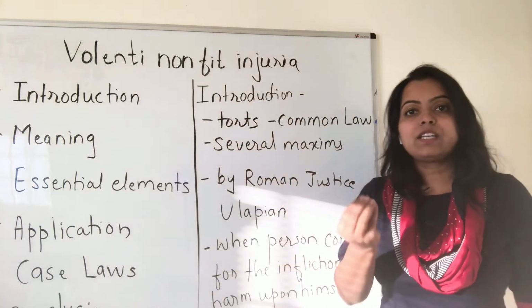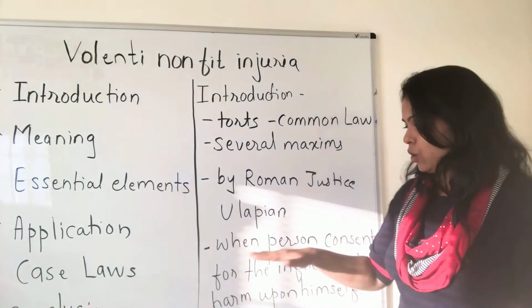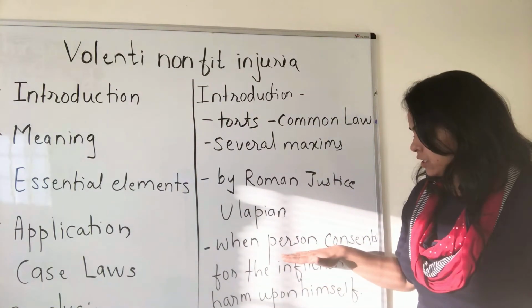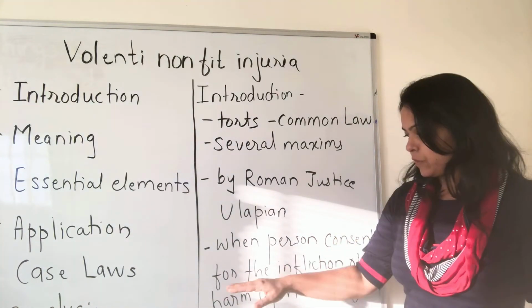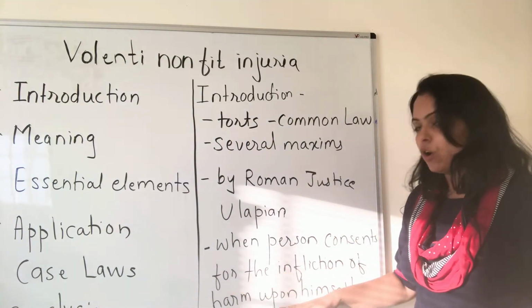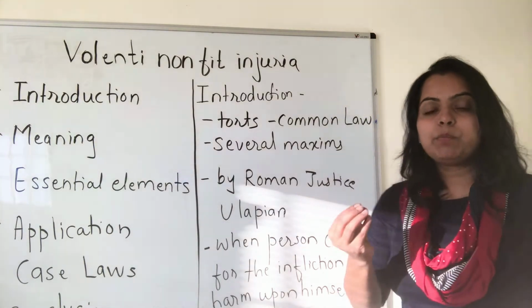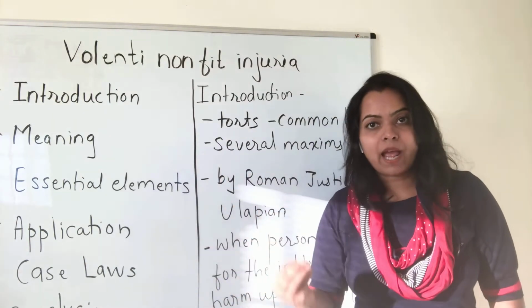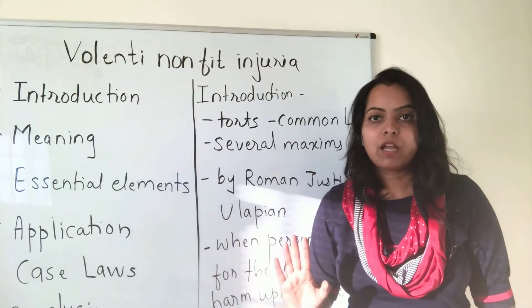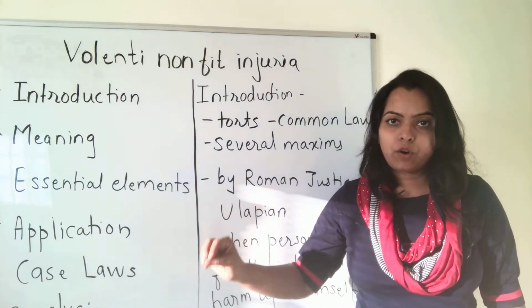Next. So what is the meaning of volenti non fit injuria? Listen carefully. When a person consents, when a person agrees to the infliction of harm upon himself, when a person agrees that while playing this game, if some harm happens to me, I'm okay with the harm, then in that case, you cannot file a suit under the law of torts.